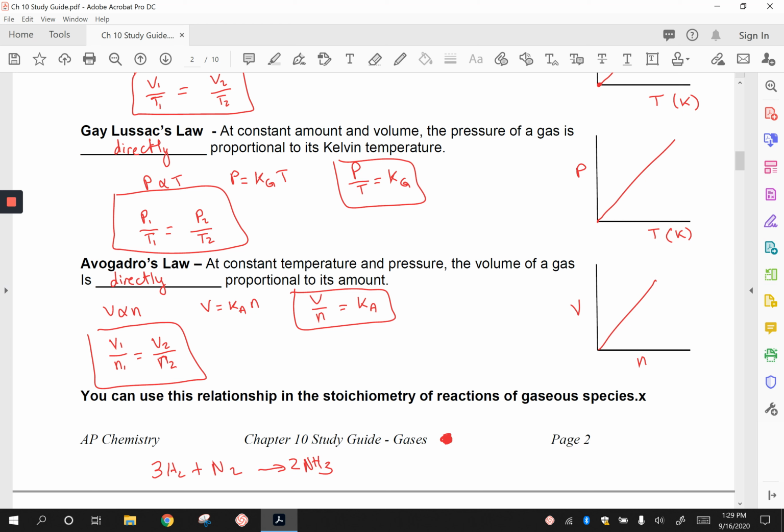So if I have, let's say, 2 liters of hydrogen, I want to know how many liters of the nitrogen I need to react with it. What I could do is use this, with 1 being the hydrogen, for example, and 2 being the nitrogen. So I could say 2 liters of hydrogen, and I have 3 moles, is equal to X liters of nitrogen, and I have 1 mole. So I could use that to actually go from one gaseous species to another in a chemical reaction.